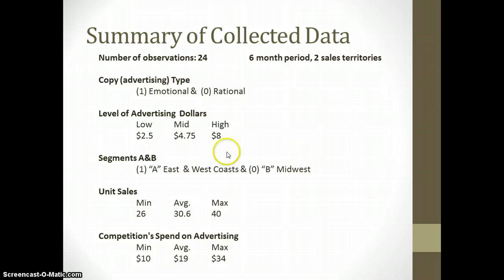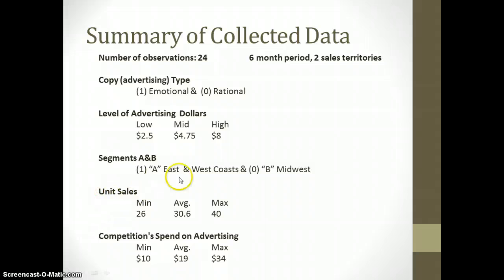I have a low level of spend, a medium level, and a high, and how we interpret this factor is $2.50 spend for every 100 potential customers in that area. I also looked at the East and West Coast versus the Midwest, to see if there were differences in different areas of the country.